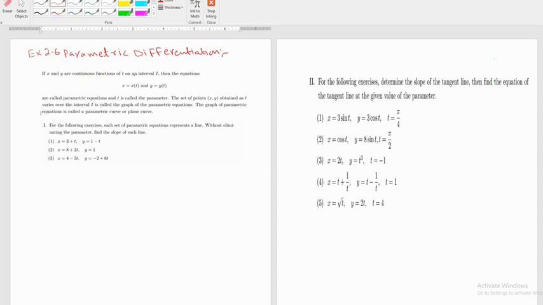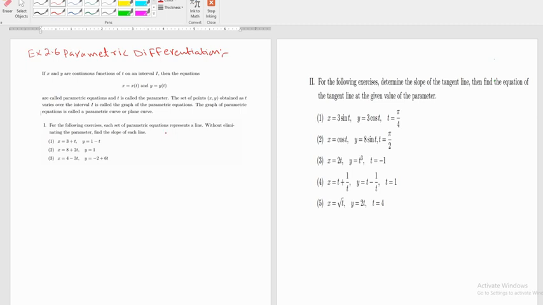If x and y are continuous functions of t on an interval I, then the equations x is equal to a function of t, y is equal to a function of t are called parametric equations, and t is called the parameter. So any function written as x equal to a function of t and y equal to a function of t is called a parametric function. Then we are going to write how to find the derivative of that.